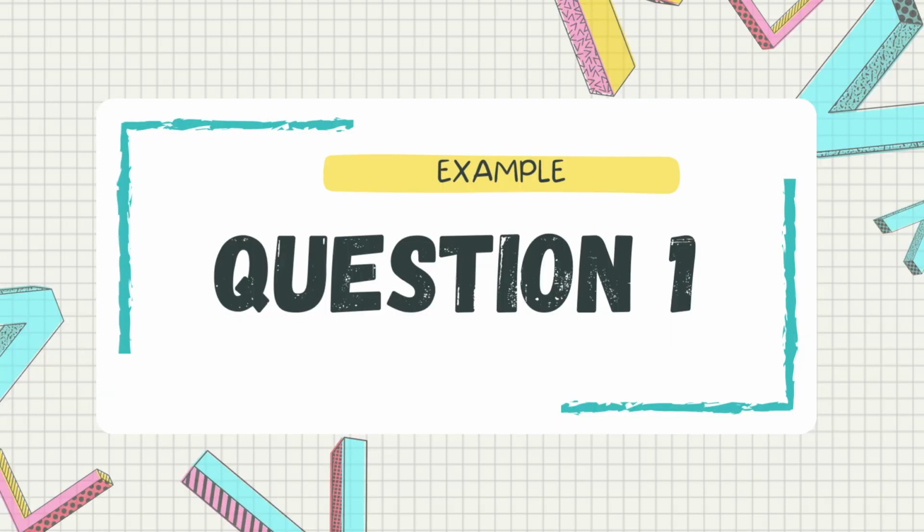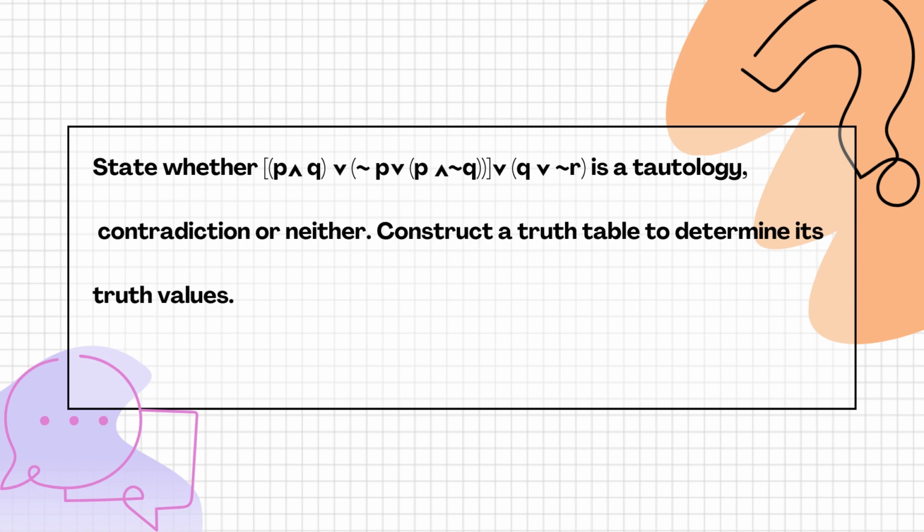For question 1, state whether [(P and Q) or (not P or (P and not Q))] or (P or not R) is a tautology, contradiction, or neither. Construct a truth table to determine its truth values.